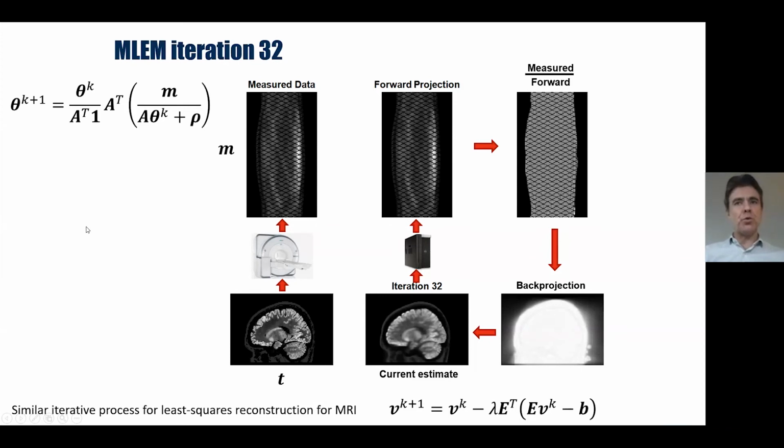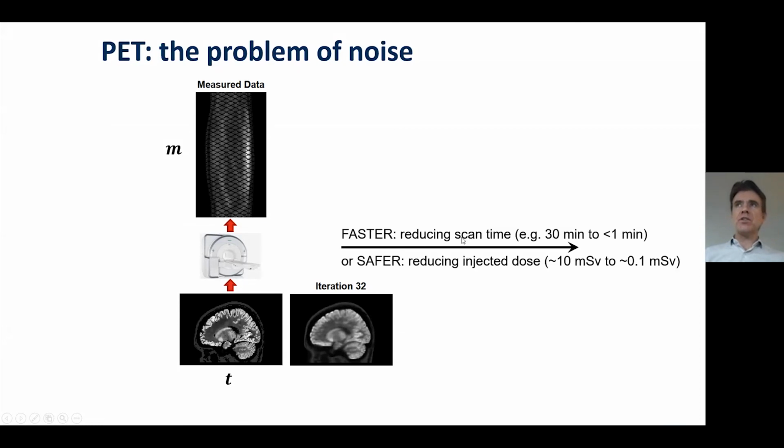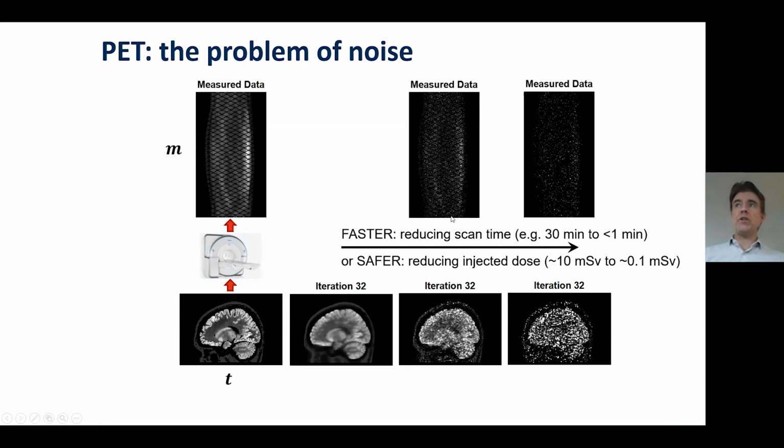But the focus of this talk, as I've said, is now going to be how we seek to improve these reconstructions. But why is it that we even need to improve these reconstructions? Well, for PET, really, it's the problem of noise. I've just shown you some highly idealized noise-free data there. But in reality, we have limited scan time, or indeed we're reducing scan time, or we're reducing the injected dose. And for that reason, we don't have such high quality data. We have quite noisy data.